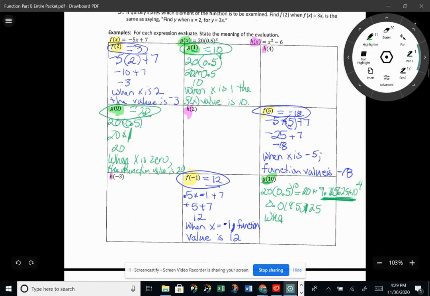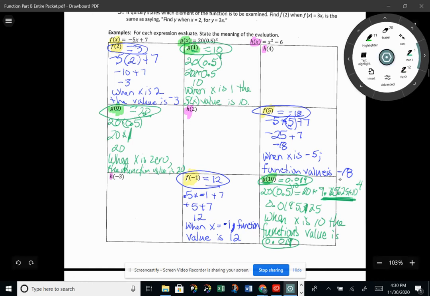So when x is 10, the function's value is almost 0, 0.01, and then I'm just going to round this to 0.019. Okay, so this ends up being 0.019, and that's going to be your function. So when I input 10, my output gets 0.019.